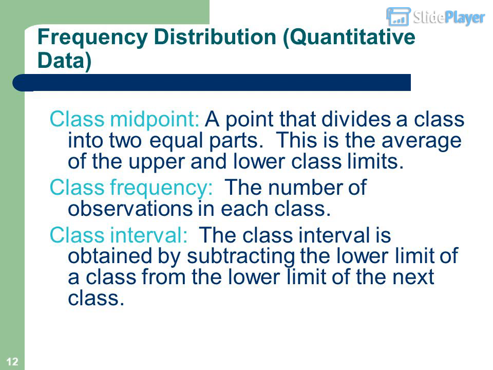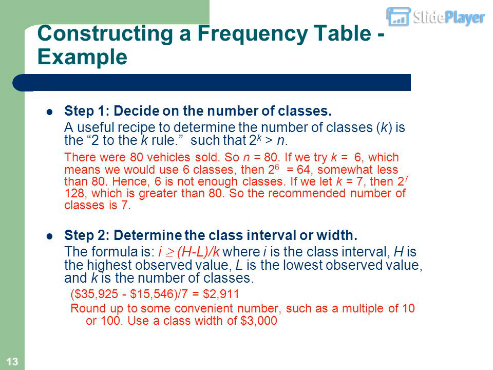Class midpoint, a point that divides a class into two equal parts. This is the average of the upper and lower class limits. Class frequency, the number of observations in each class. Class interval, obtained by subtracting the lower limit of a class from the lower limit of the next class. Constructing a frequency table. Example.